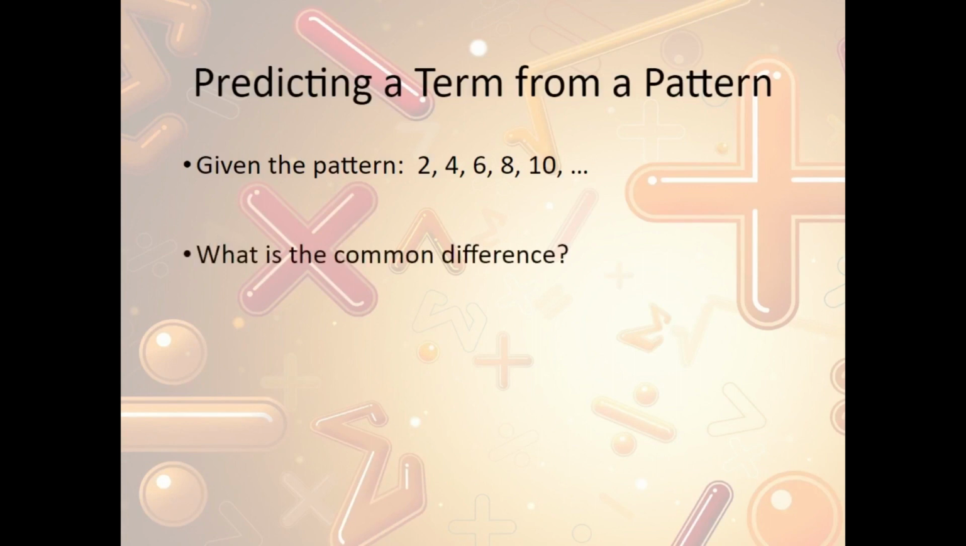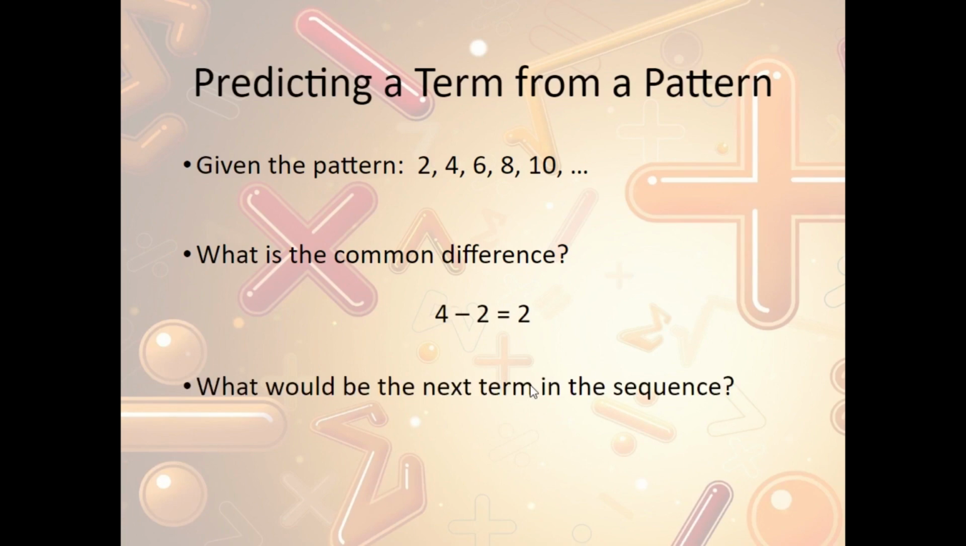So predicting a pattern, if we're given the pattern of 2, 4, 6, 8, 10, and we're asked, what is the common difference? Well, we should notice that every time we go up 2, so the common difference is 2. So the question is, what would be the next term in the sequence? So after 10, what would be the next one? So we know that we're going up by 2 each time. So we add 2 and we get 12. So the next term would be 12.